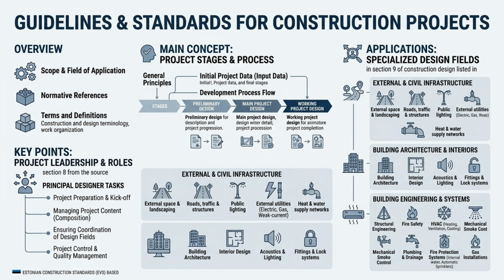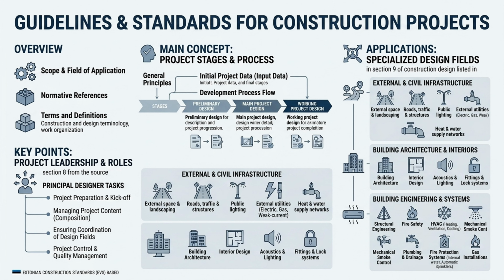Application of construction standards extends into specialized design fields. External and civil infrastructure includes planning for external spaces such as landscaping, designing roads and traffic structure, organizing public lights and arranging external utility networks for electricity, gas and data, as well as heat and water supply networks.